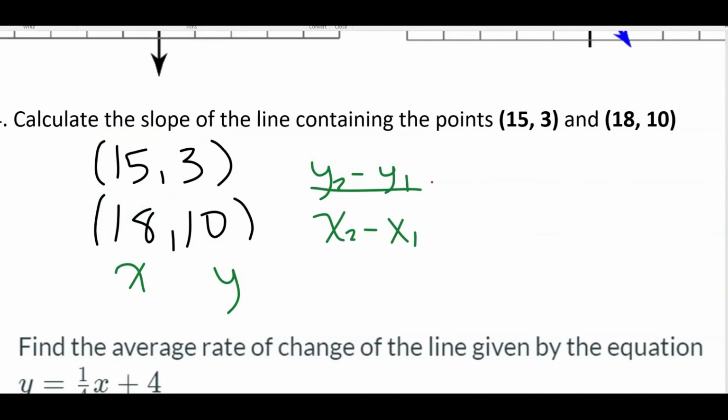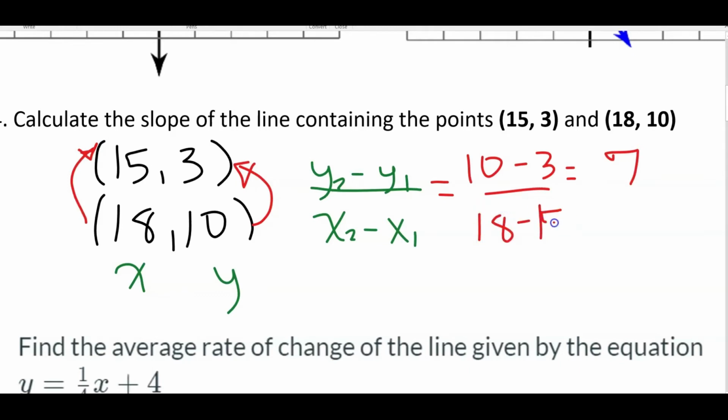So if I were to set these up, let's say I'm talking about the Y values, as long as I go in the same direction, let's say I go from this point to this point, the Y values there are 10 and 3. If I just subtract those, 10 minus 3, I get 7. That's how much the Y's changed. And I can do the same thing with these X's. I can subtract the X's: 18 minus 15, that's the change in X. That gives me 3.